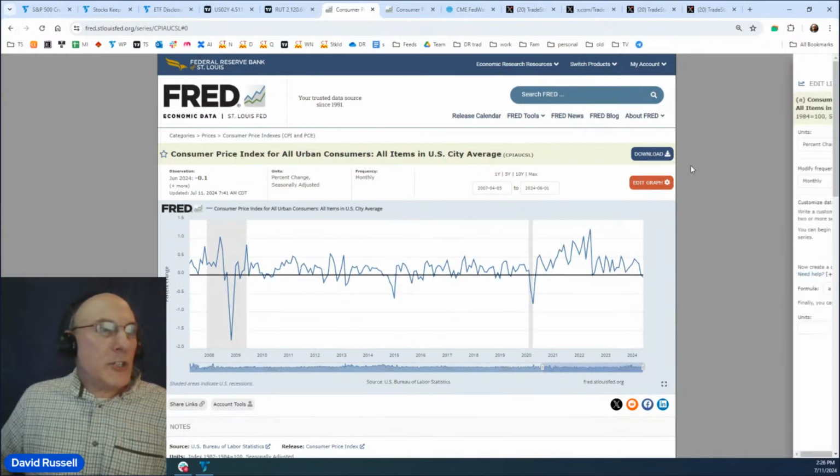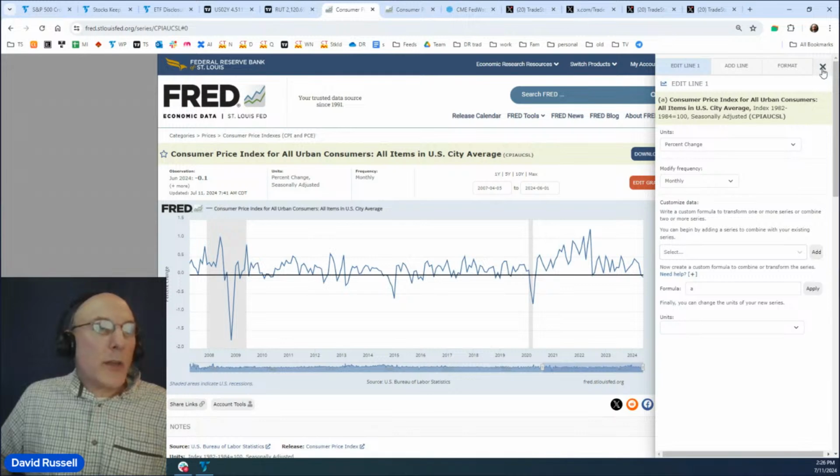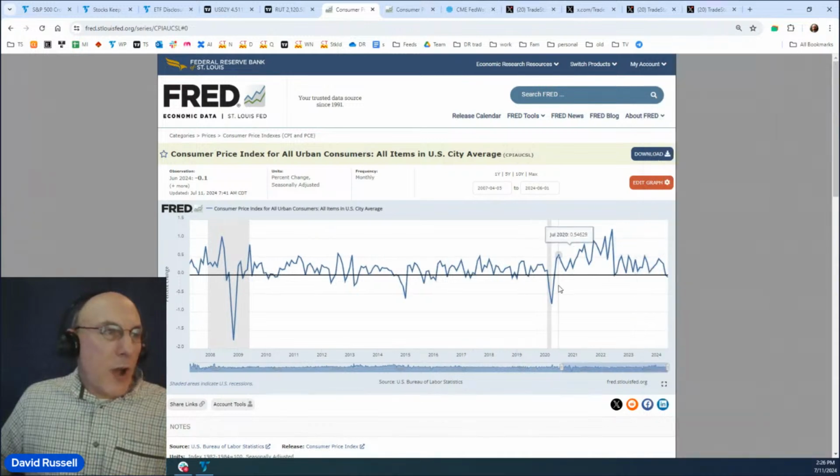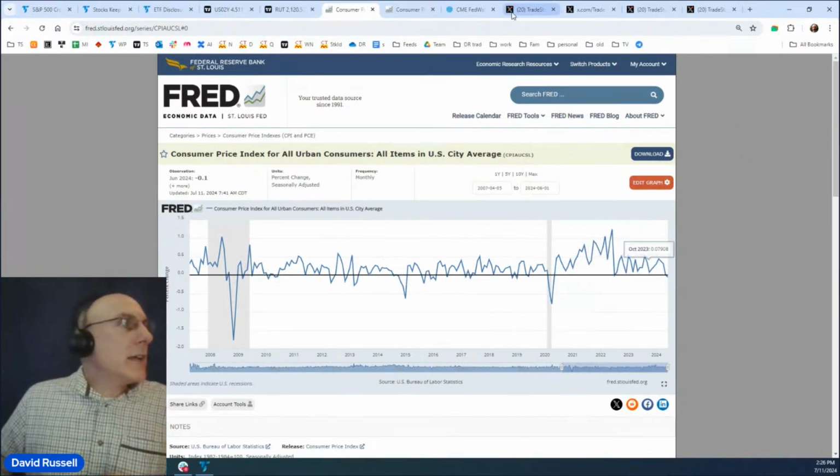Otherwise they'll just show you the index as a raw value. But this was the biggest drop since May of 2020. It was down a little less than 0.1%. This is big news. This was the big news today, obviously, as I think we know now.